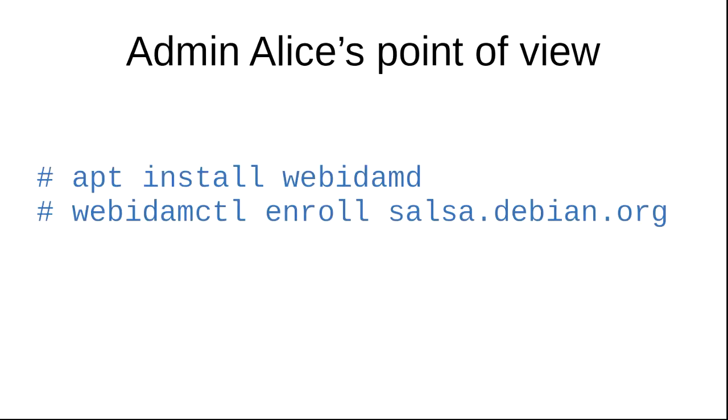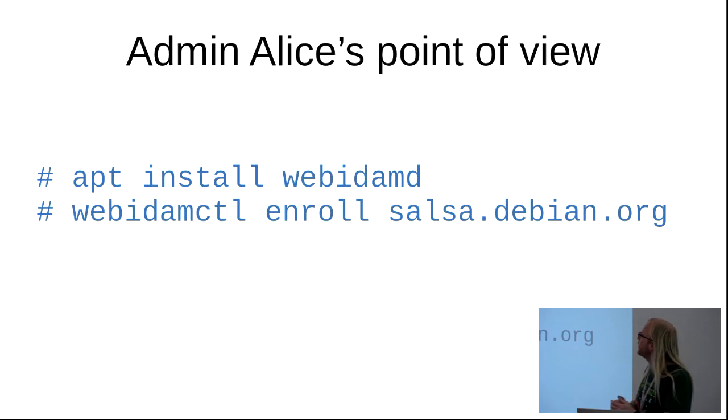From a system administrator's point of view, this is what I wanted it to look like. We install a package and we tell it to enroll, for example, into salsa.debian.org as an OIDC client. At this point, something has to happen to actually get hold of client credentials for OpenID Connect, but that's a somewhat different topic here. And after that, ideally, user login and user listing and all that we expect in a Unix system is supposed to start working.